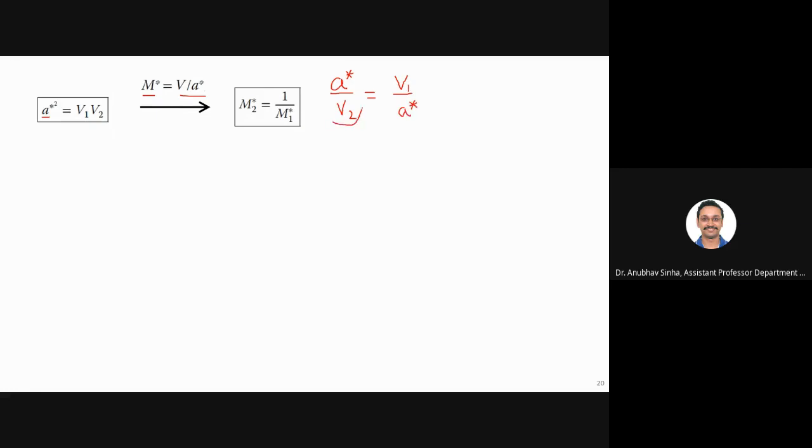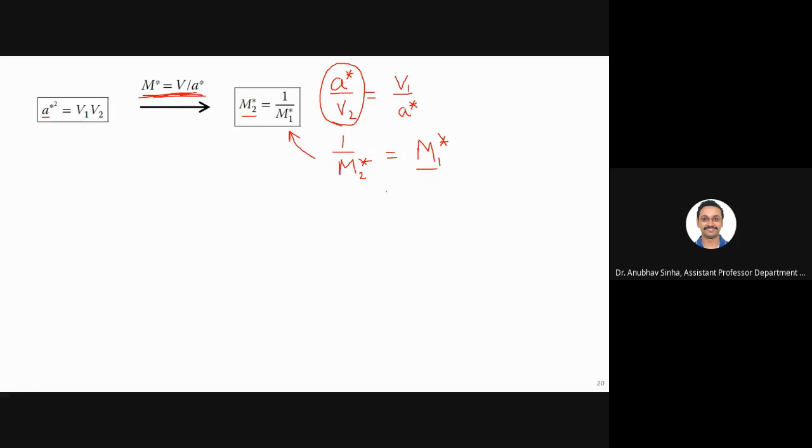Can anyone tell me? Looking at this, Mach number, is this M1 or M2? M2. It will be 1 by M2 star, and this will be M1 star. So this relation is just the reverse of that. If you take this to LHS, it will become 1 by M1, and this will go up, so it will become M2 star.